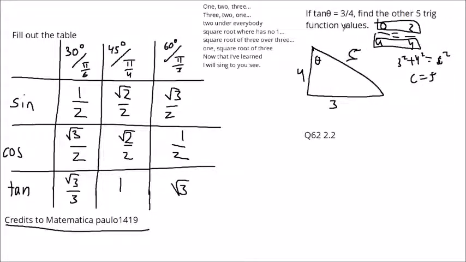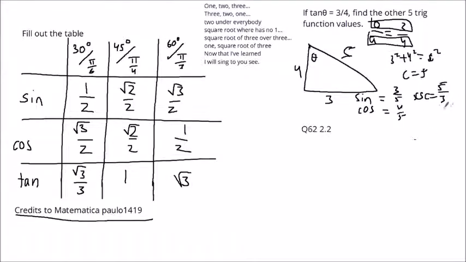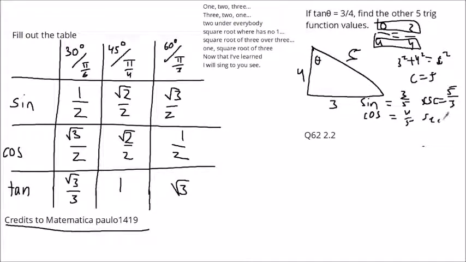Find the other 5 trig. So first of all, we have sine. Sine is equal to 3 over 5. Cosine is equal to 4 over 5. Cosecant is equal to 5 over 3. Okay, I'm sorry about that interruption. So cosecant is 5 over 3. Secant is 5 over 4. Okay, I'm really sorry about the bad handwriting as well. So cotangent is reciprocal of tangent, so it's 4 over 3.